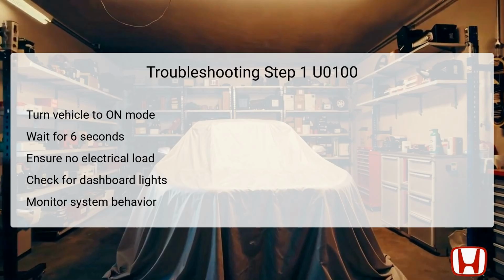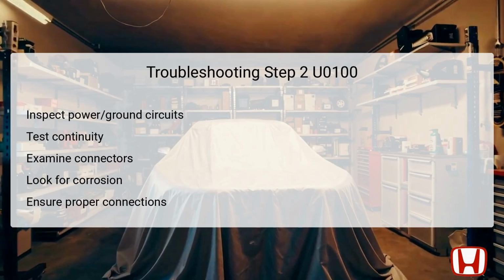In the second troubleshooting step, the focus shifts to inspecting the power and ground circuits of the PCM. A failure in these circuits is a common reason for communication issues. Start by testing for continuity in the wiring to ensure that electrical signals can travel effectively through the circuit. This involves using a multimeter to check for any breaks or discrepancies in the connections.